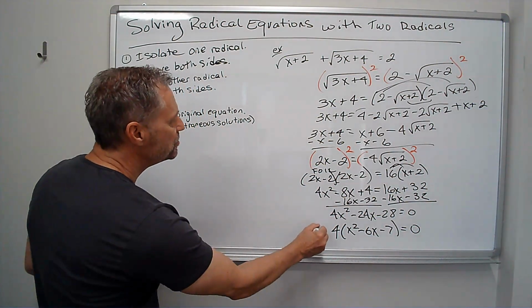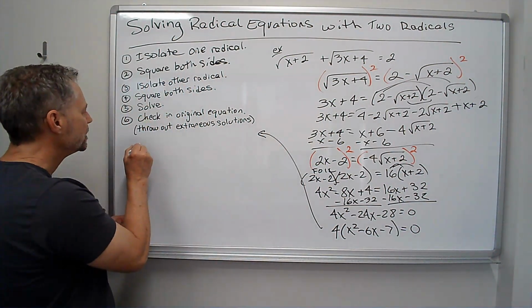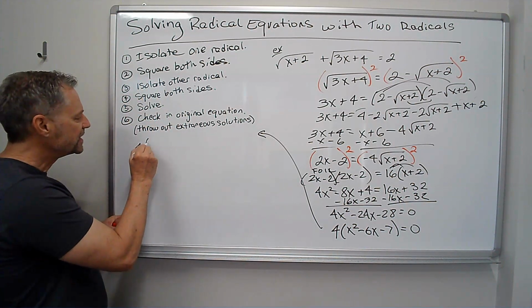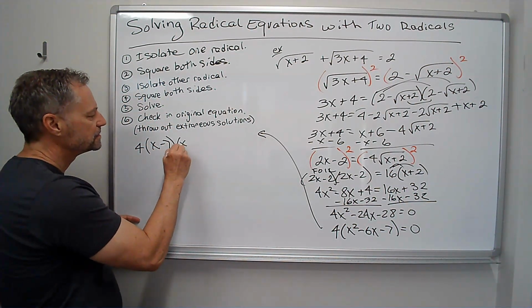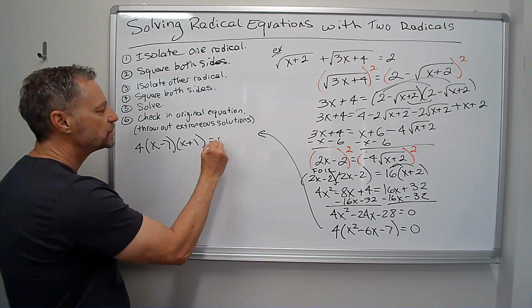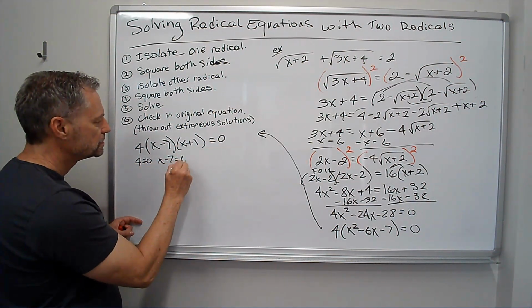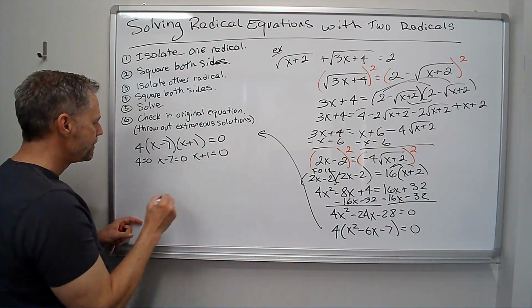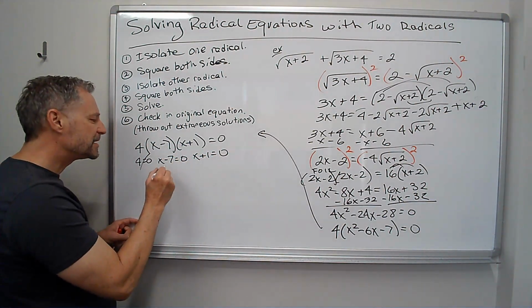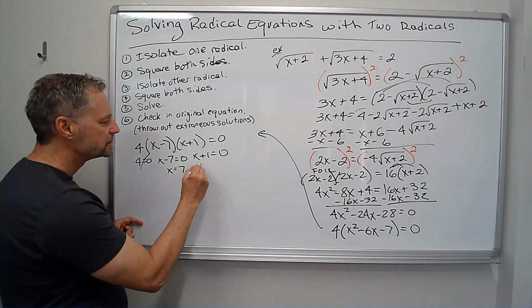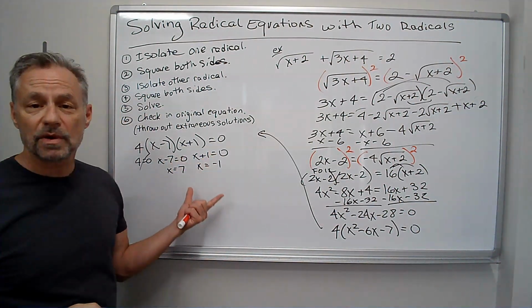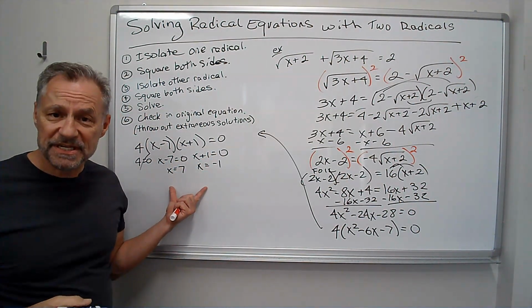Well, that factors, I'll move it up here so we can see what I'm doing. So I get 4, that factors into x minus 7, x plus 1 equals 0. And remember, you set each of those equal to 0. Well, 4 doesn't equal 0. X minus 7 equals 0 when x is 7. And then x equals negative 1 by subtracting 1 from both sides. These are my potential answers.